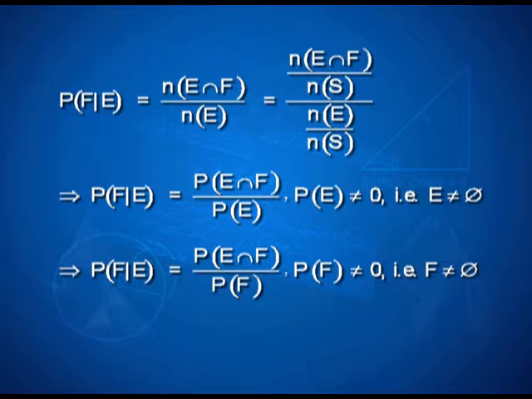And with this, we have a relation, a formula ready to be used. As in our previous case, you may go without this formula, just use the understanding and identify the number of elements that are common between the set E and F, that is the favorable which are common to event E, event F, and use that idea independent of this formula. Let's try an interesting and a simple problem.